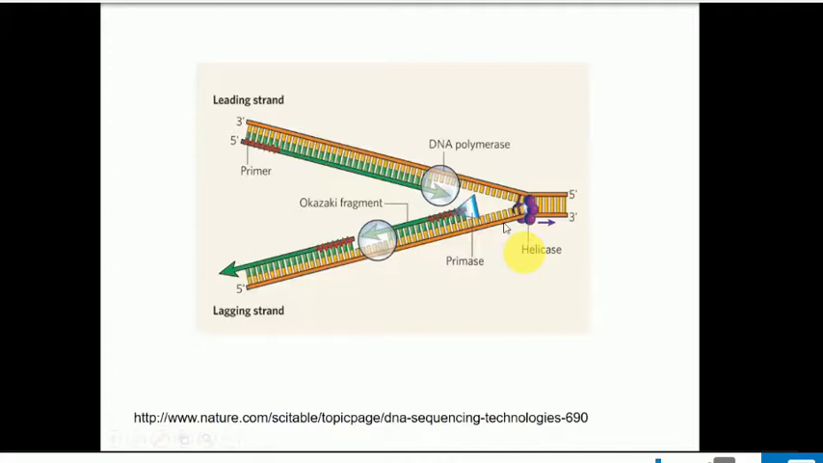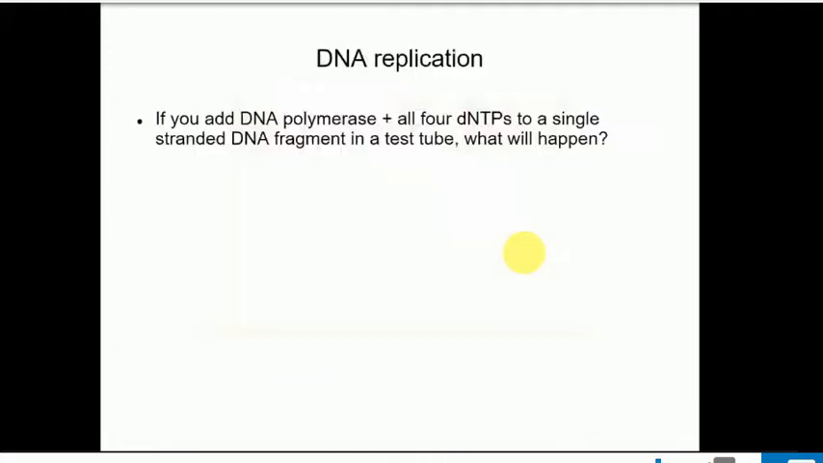When this happens inside our cells, there's a whole load of other enzymes as well, like a helicase to unwind the DNA, but you don't need that in a test tube reaction. Okay, so if you'd added DNA polymerase and all four dNTPs to a single-stranded DNA fragment in a test tube, would anything happen? I've kind of given you the answer already. Nothing would happen. Why not? No primer. Exactly. So you need a primer to be present for anything to take place.